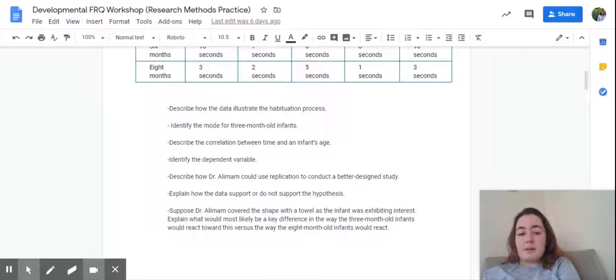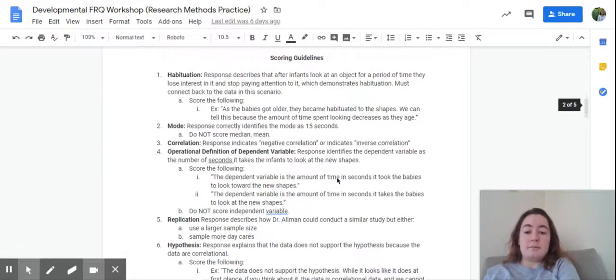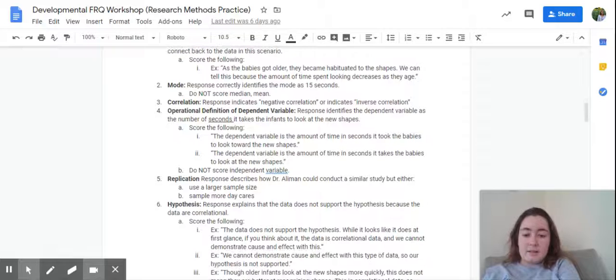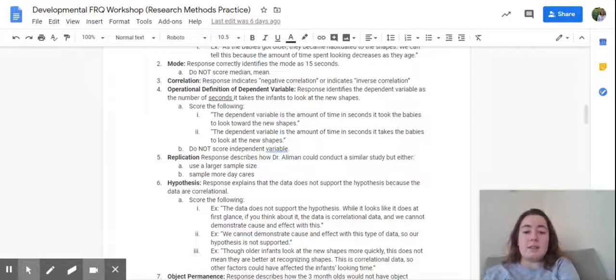If he were to use replication to conduct a better design study, I would say he could prevent that sampling bias by using random sampling and drawing from daycare centers across the country to get a representative sample and a larger sample size as well. So, a larger sample size and sampling more daycare centers, and then within that, using random sampling would be good as well.